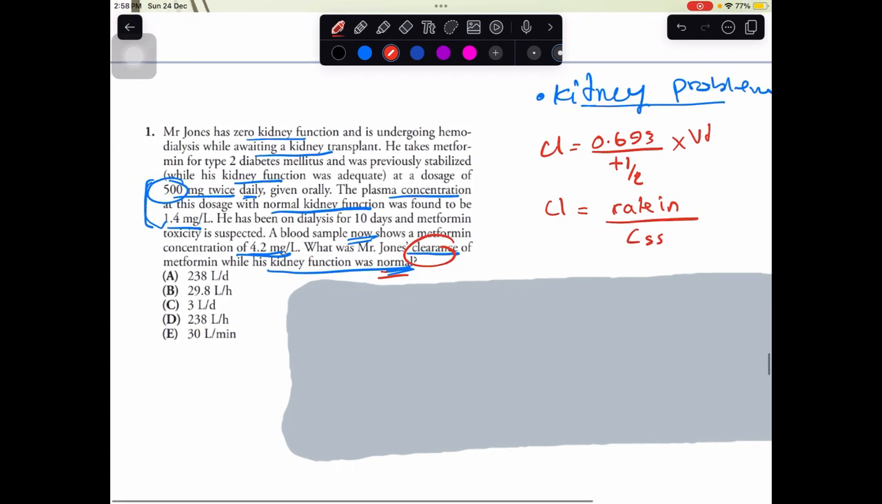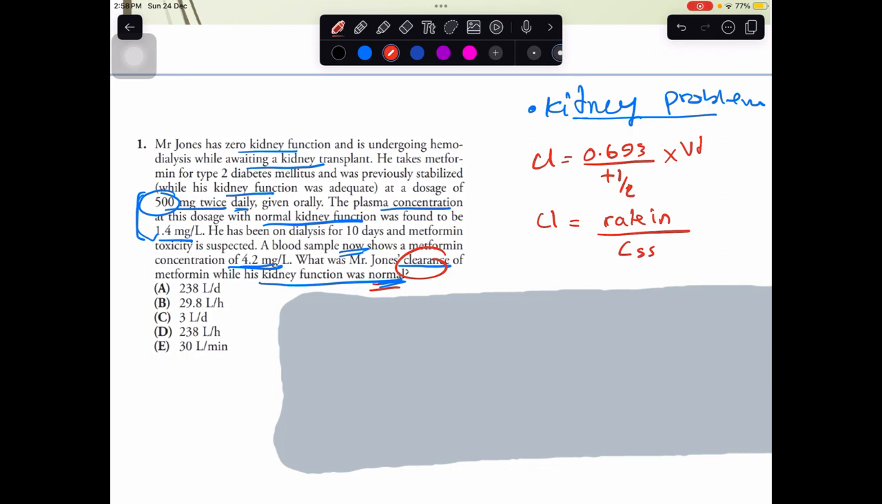I will look what are the values I have. That's the first thing that we need to understand. Why am I highlighting important things? To make it easier for me. Once I identified the clearance, I wrote down all the formulas that I know. Now I can check, do I have VD? No, I don't. But do I have the rate in? Yes, they mentioned that Mr. Jones took 500 milligram twice.